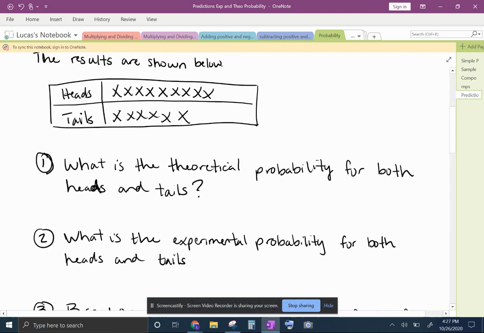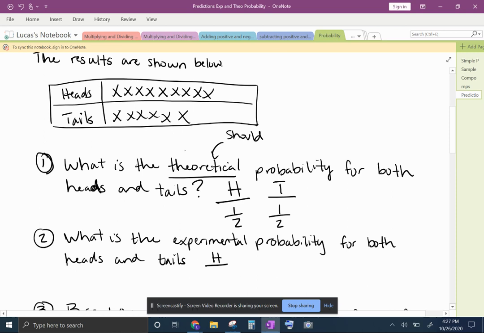Well, it says, what is the theoretical probability for both heads and tails? So, the theoretical probability for heads is 1/2. Theoretical, what should happen. And the theoretical probability for tails is 1/2. Now here, down here on number 2, it says, what is the experimental probability for each?